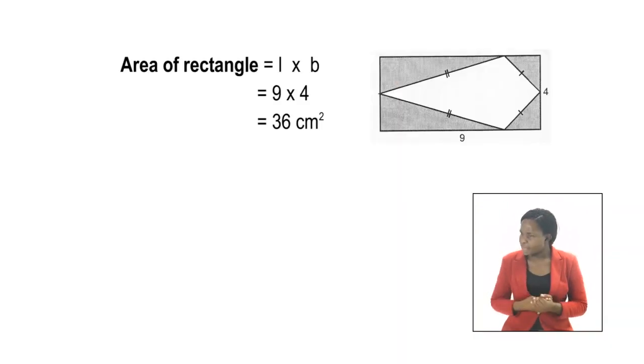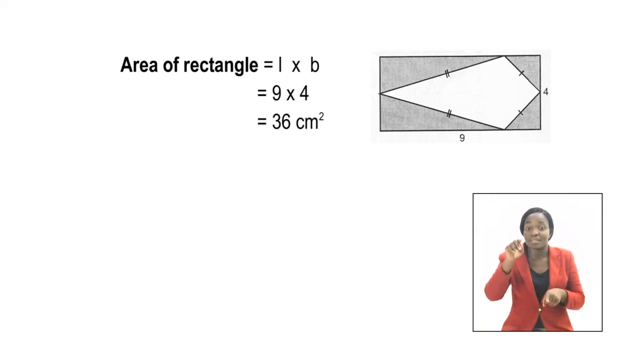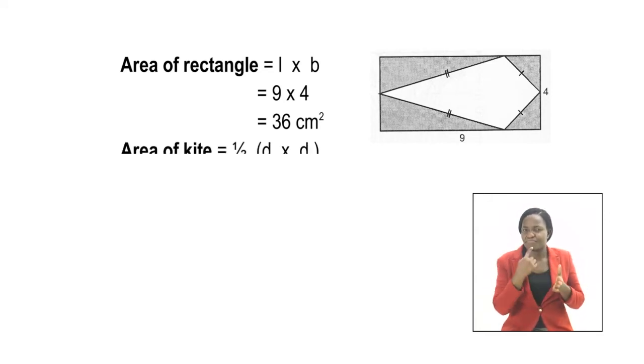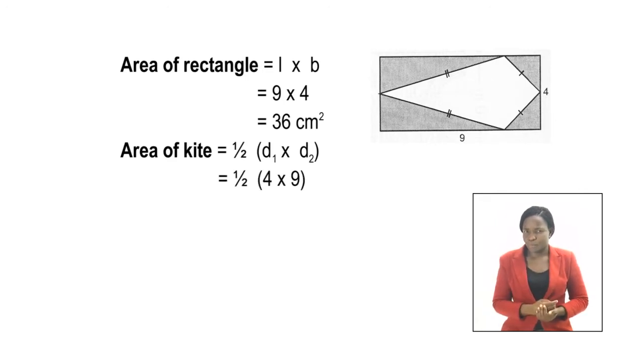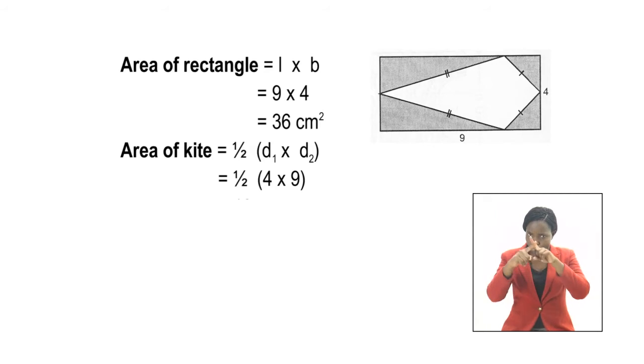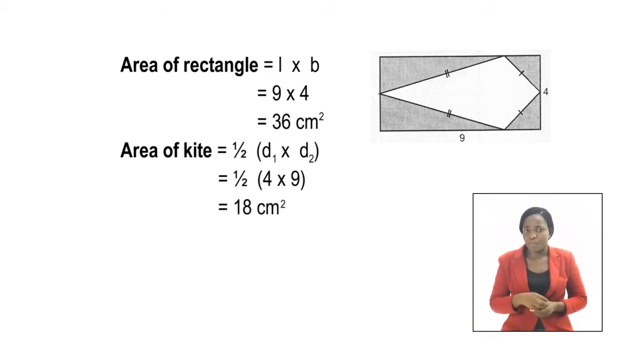Thank you, ma'am. Okay, where were we? Oh yes, we're at the area of the rectangle. It was 36 centimeters squared. And now, we know the lengths of the diagonals are the same as the length and breadth of the rectangle. So according to the formula, the area of a kite is half times diagonal 1 multiplied by diagonal 2. This is then half of 9 times 4, which is 36. And half of 36 is 18. So the answer is 18 centimeters squared.